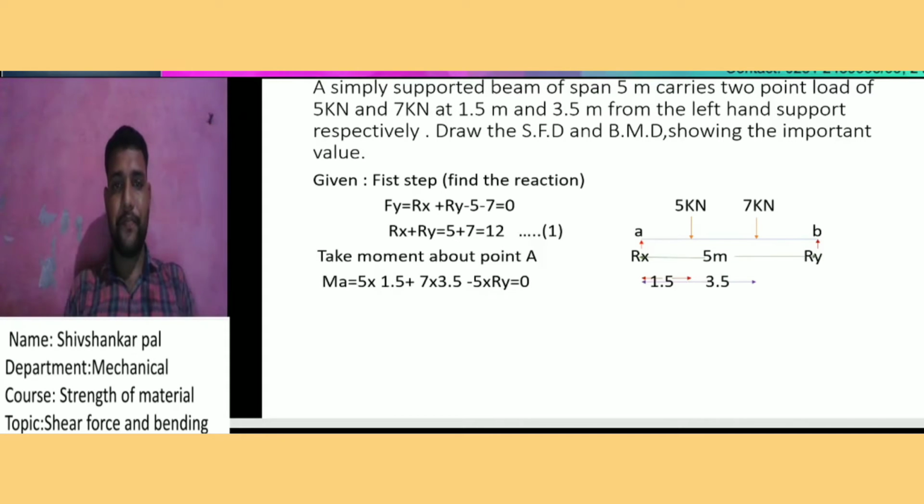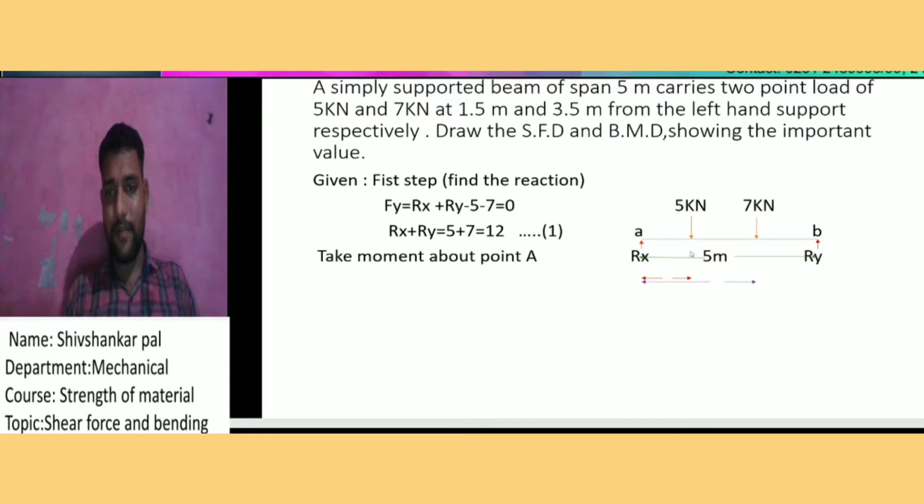Good morning, everybody. I will continue our numerical session on shear force and bending moment diagrams. That is our first problem. In the first problem, a simply supported beam of span 5 meters. What I am saying simply is that our beam length is 5 meters.